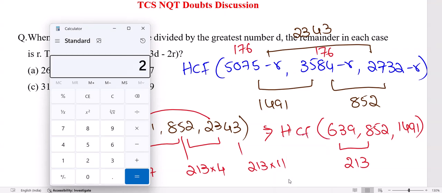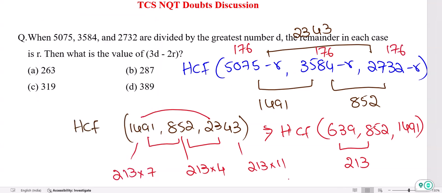Next thing we have to check, 2732 divided by 213, 12 point something. So 12 into 213 is 2556. From 2732 I have to remove that. It's 176. Yes, it is giving 176 as the remainder in all cases. So my divisor is 213, remainder is 176.